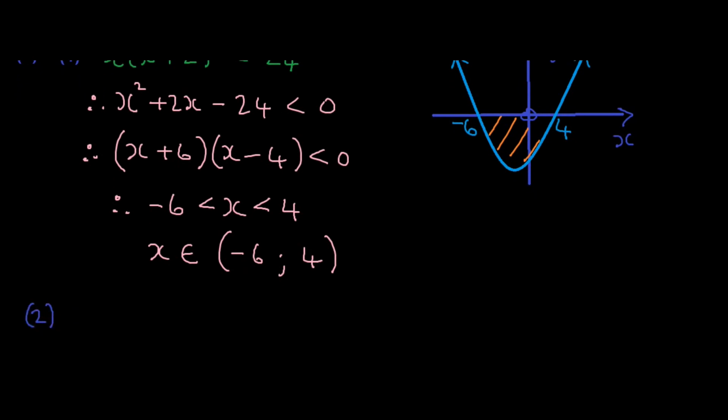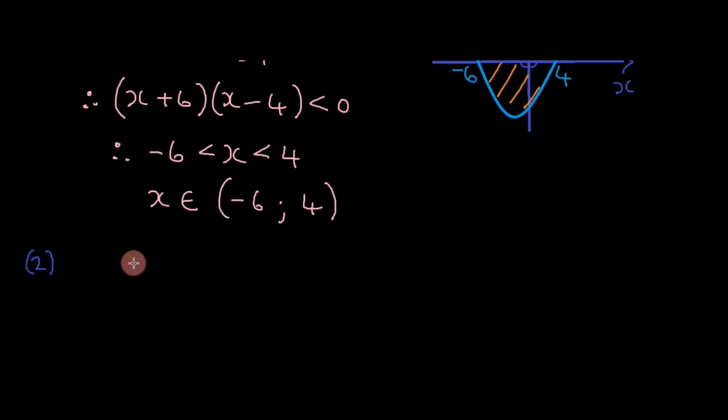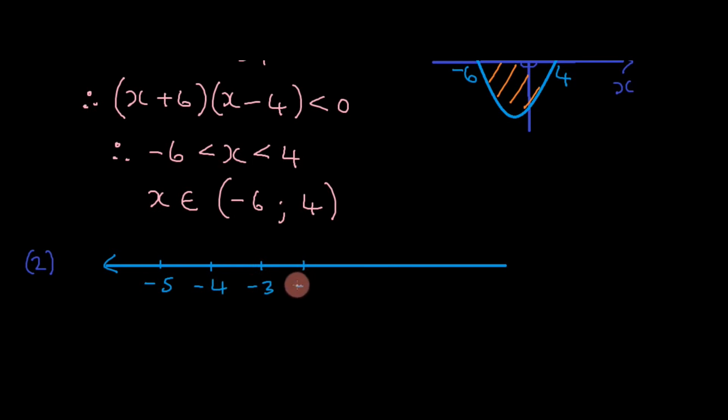So we can draw a number line for ourselves. So all the integers between negative 6 and 4 are going to be negative 5, negative 4, negative 3, negative 2, negative 1, 0, 1, 2, and 3. We have to take the sum of all these integers.